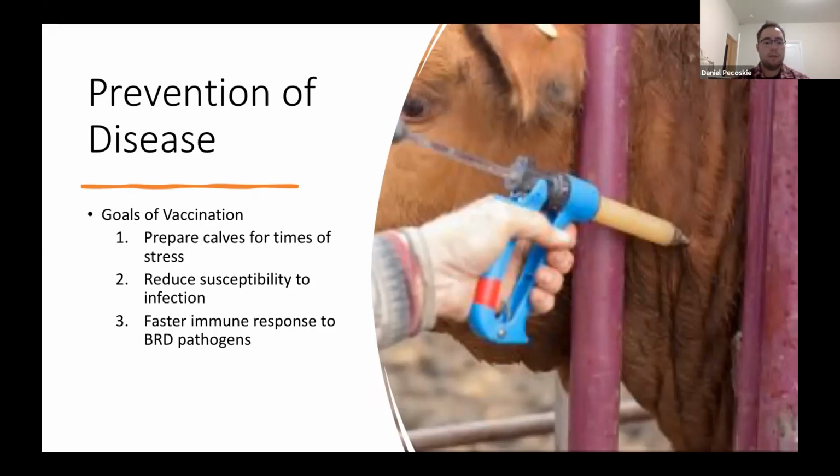Also, as you can see, some days you have a healthy calf, and the next day just dull and depressed. It can happen pretty quick. So the third point here is a faster immune response to BRD pathogens. Vaccination is not going to eliminate the need to treat animals by any means, but hopefully we're reducing the severity of the effects of the virus or bacteria involved. That faster immune response is going to come from the more specific immunity that we're developing with the vaccine.